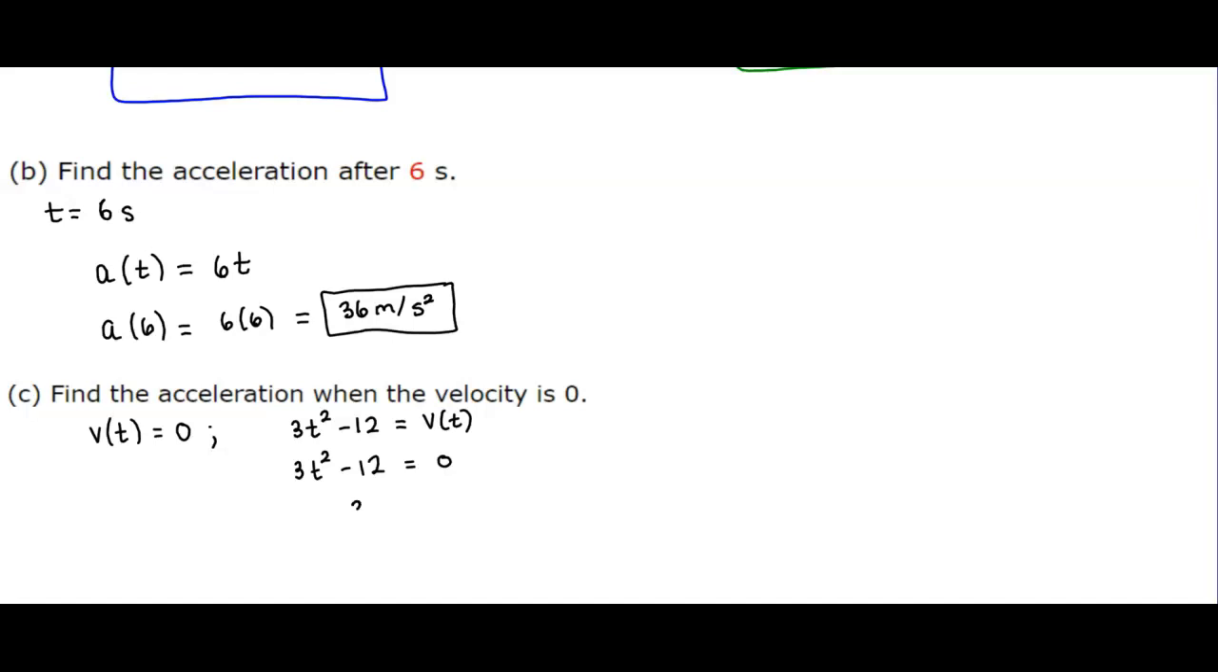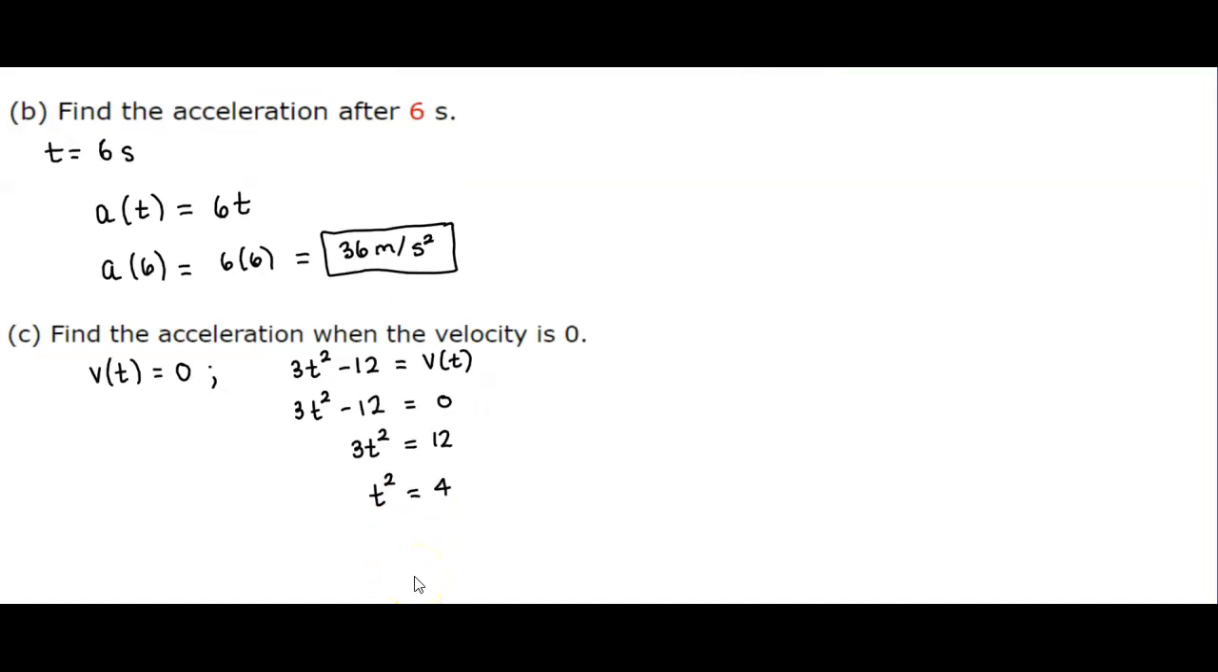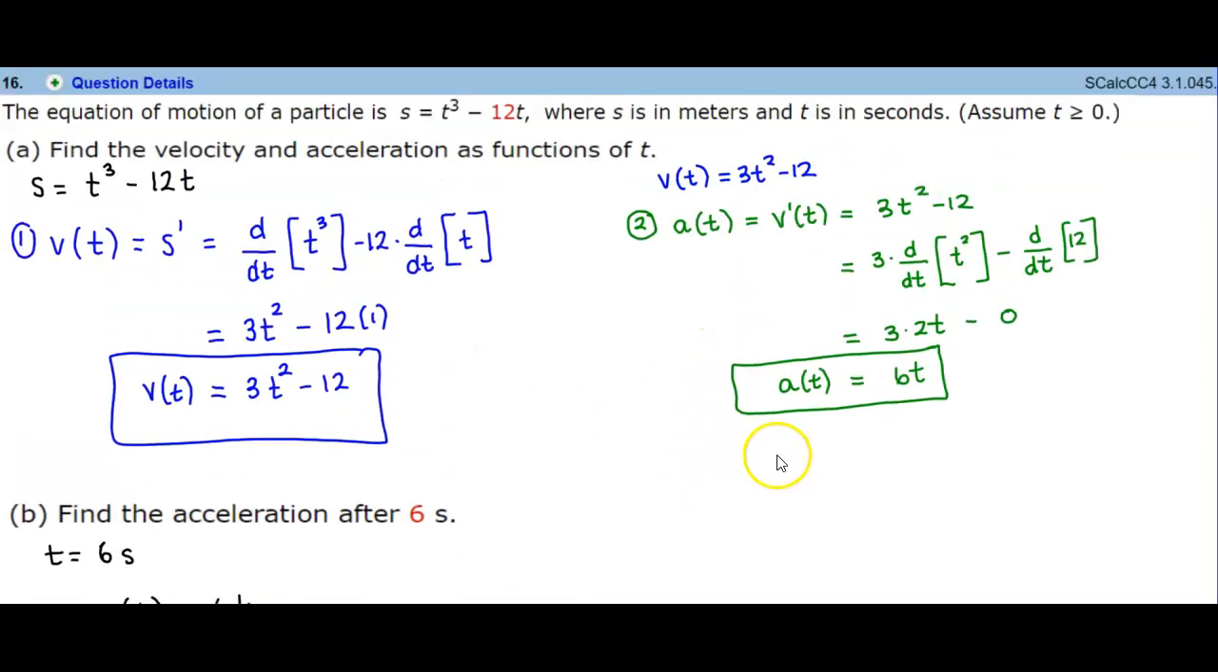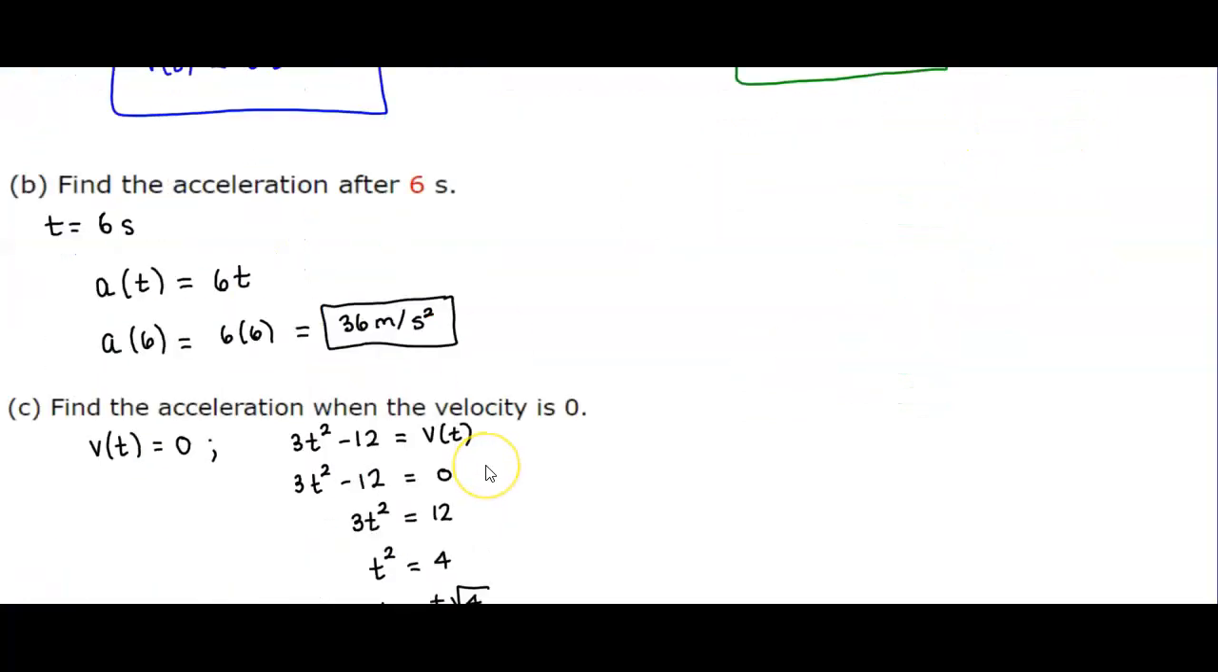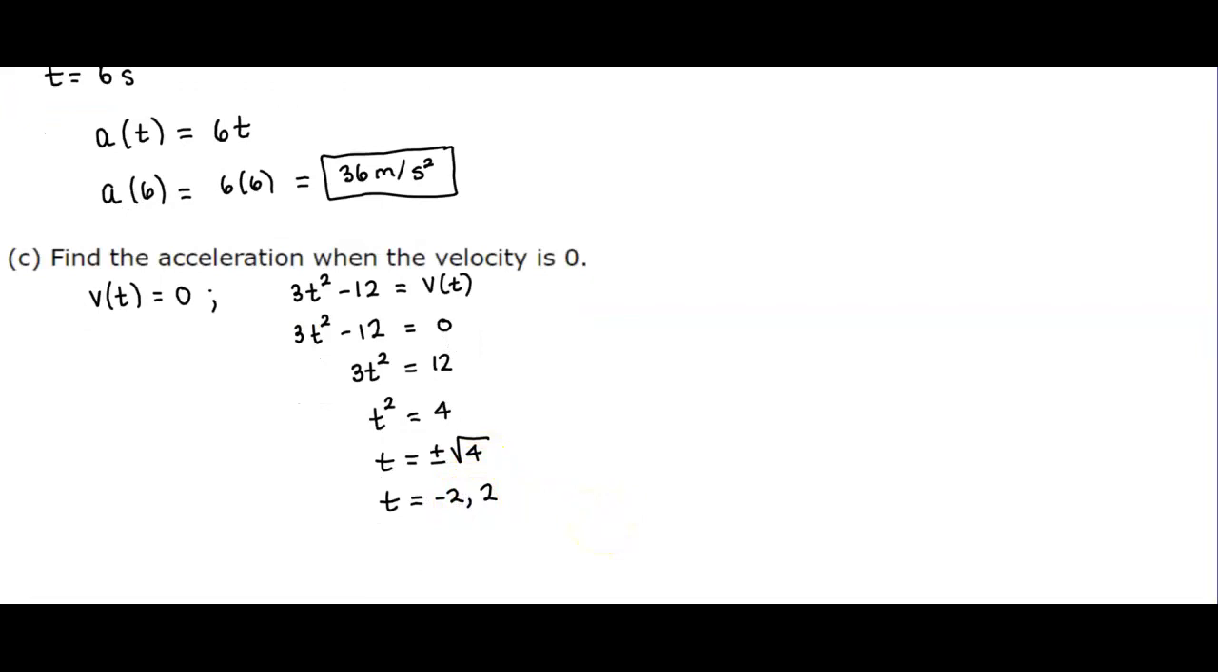If we add 12 to both sides, we get 3t squared equals 12. Then if we divide both sides by 3, we get t squared equals 4. Now, if we take the square root of both sides, we get t equals plus or minus the square root of 4. So we have t equals negative 2 and positive 2. Now, keep in mind, up here, it tells us that we have to assume that time has to be greater than or equal to 0. So that means we have to eliminate the negative version of this.